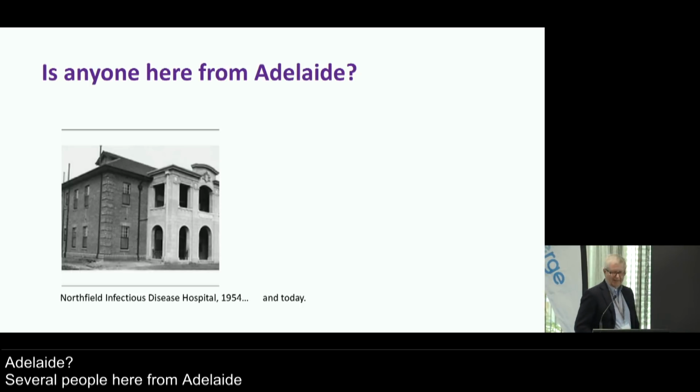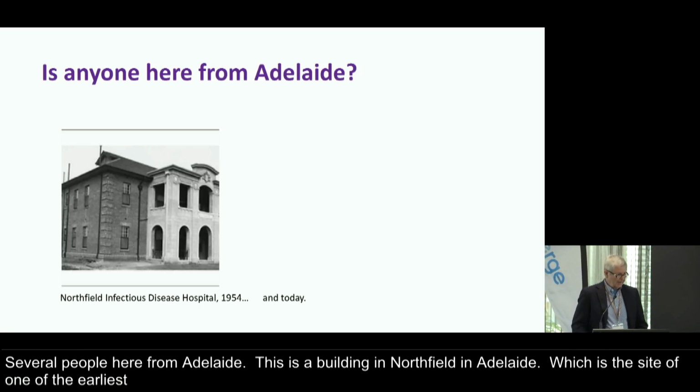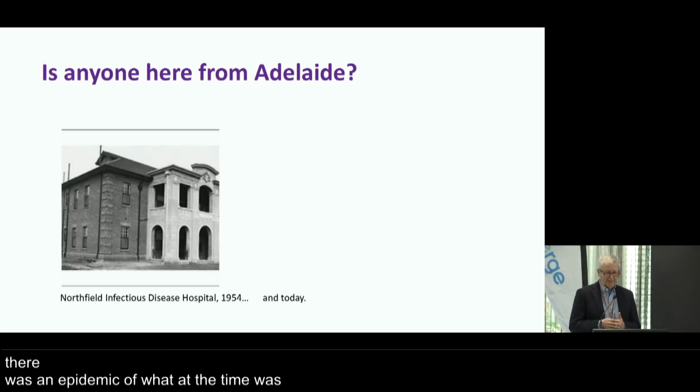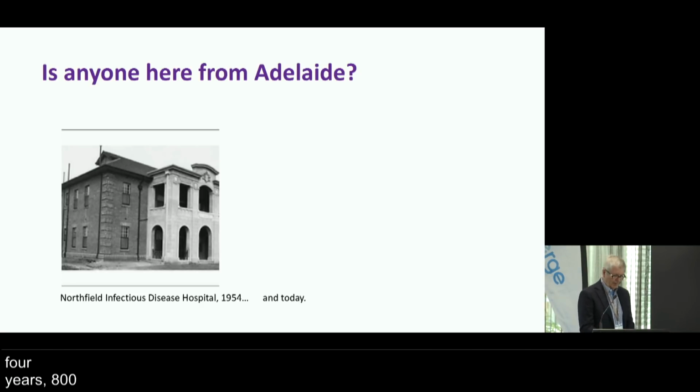This is a building in Northfield in Adelaide, which is the site of one of the earliest ME/CFS epidemics. This in 1949 and proceeding on for several years thereafter, there was an epidemic of what at the time was referred to as atypical polio. And of the 3,000 cases over those 4 years, 800 of them developed the symptoms that we now associate with chronic fatigue syndrome.